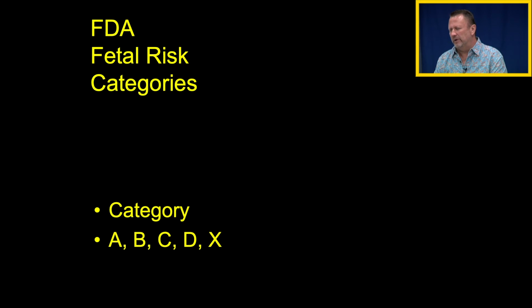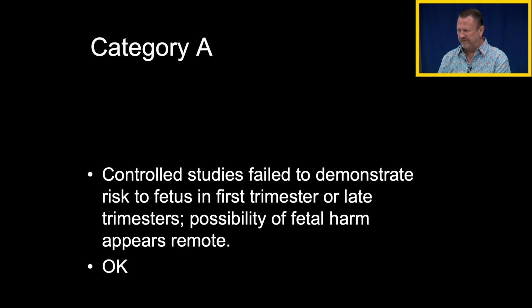And so we divide drugs into A, B, C, D, and X as their risk for the fetus. There really aren't any category A drugs out there. I think Synthroid has grandfathered its way into category A. Category A drugs are considered completely safe in pregnancy. There's no harm to the fetus if you use a category A drug.